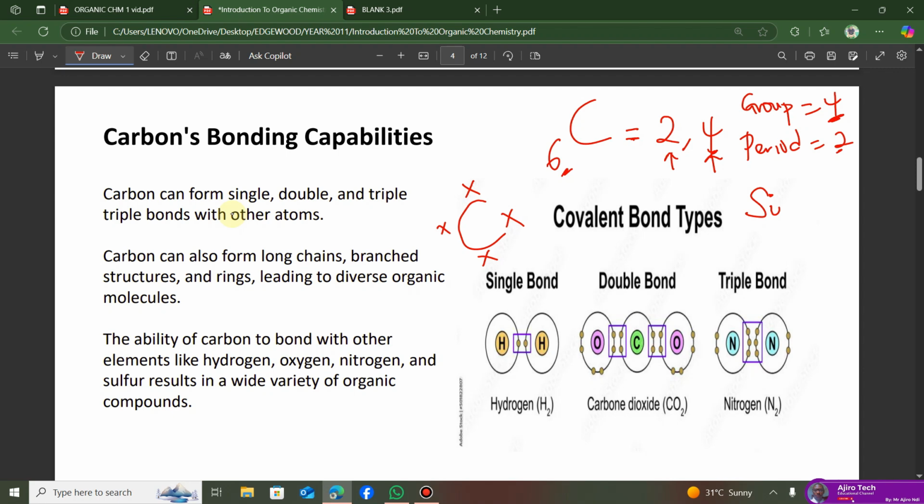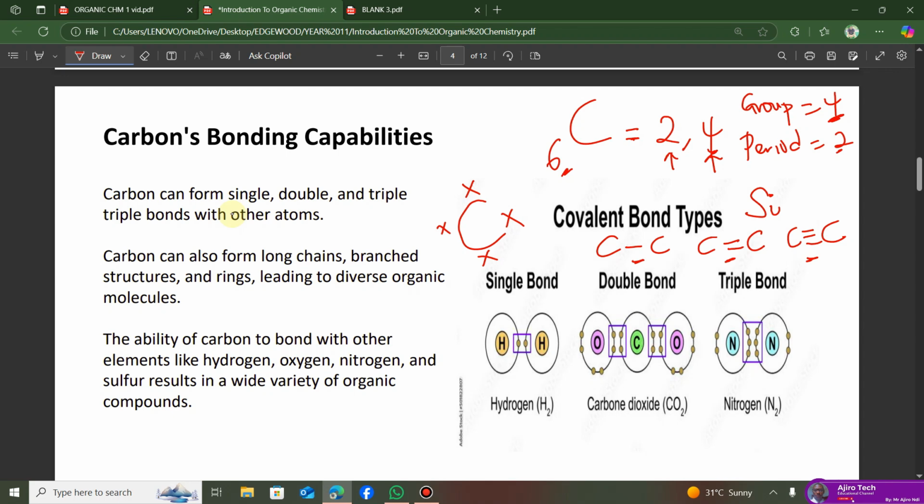And because of that, it's able to form single bonds, double bonds, and triple bonds. So we could have carbon-carbon single bonds, carbon-carbon double bonds, and also carbon-carbon triple bonds. This shows why carbon is so special. It has a tendency to display these three features of forming single bonds, double bonds, and triple bonds.